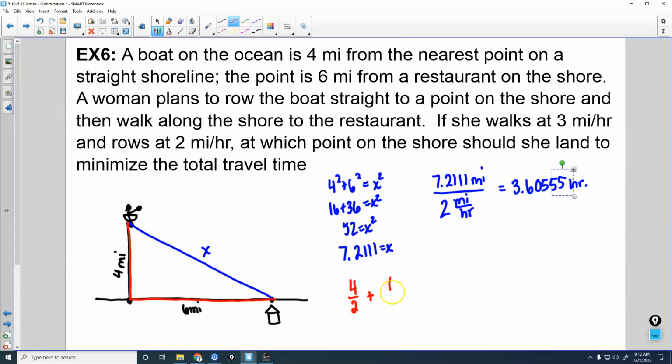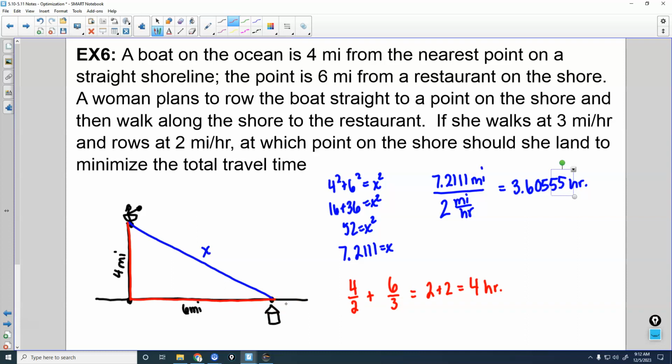All right, so she has to walk for 6 miles, but she can do that at 3 miles per hour, right? So we would have to divide here. So that would be 2 plus 2. That would take her 4 hours. So it would be a little bit longer to do that if she rowed straight to shore and walked along the beach. So those are kind of like our 2 extremes here.